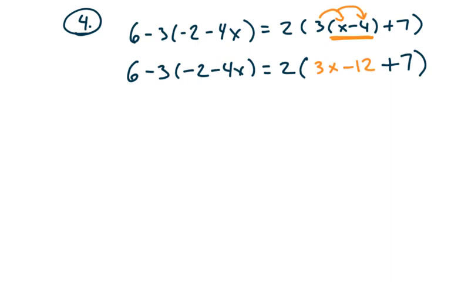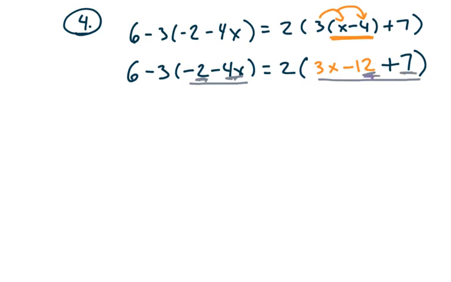Okay, so again, I'm going to look at the innermost parentheses. So we have innermost parentheses here, innermost parentheses here. And we ask ourselves, can we combine like terms? Well, negative 2 minus 4x, nope. But over here, negative 12 and 7, yes. Sorry, you can't see what I'm looking at. So these two I can do nothing to, but these two I can. So I'm going to combine those.